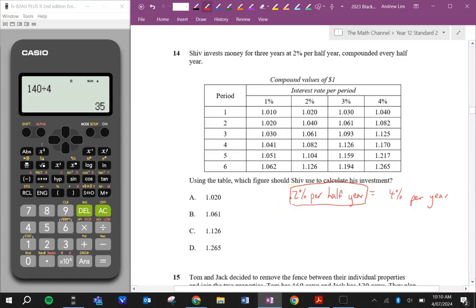2%. For 3 years, well, 3 years is equal to 6 lots of half years. Because 1 year has 2, the next year has another 2, and the third year has another 2. So that's 2% with 6. Should be 1.126.